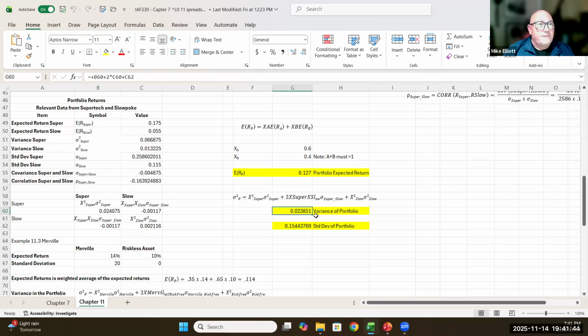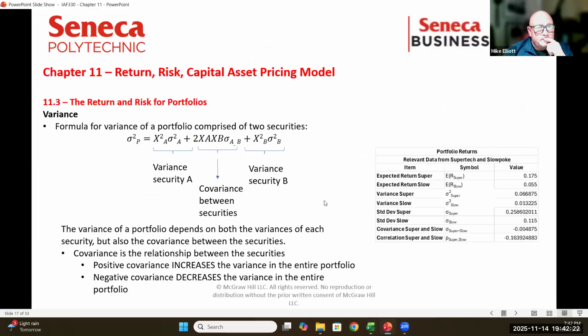To get the variance of the portfolio, we have 0.24075 plus 0.21166 plus 2 times the covariance between the two. And then the square root is the standard deviation of the portfolio. Easier here. That's what I've done here.